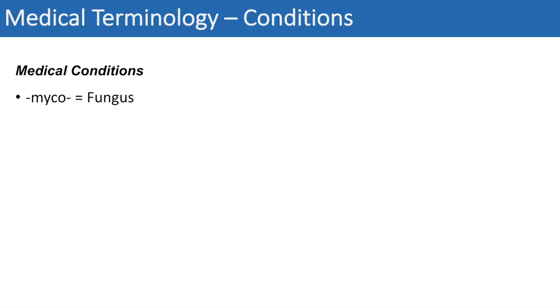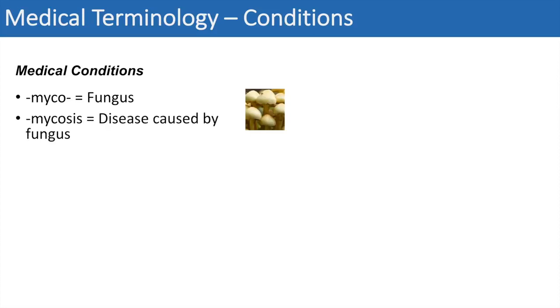So we can think of myco. When you hear myco, you can think of fungus. So you can think of a mycologist as someone that specializes in fungi. And you can think of mycosis. The suffix mycosis simply means a disease caused by fungus. You can think of onychomycosis, a nail infection caused by a fungus.